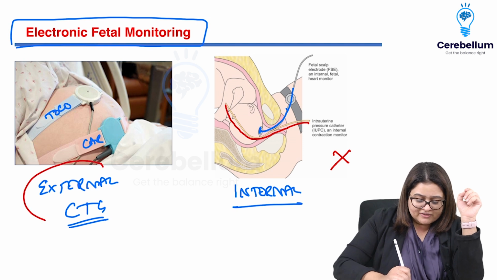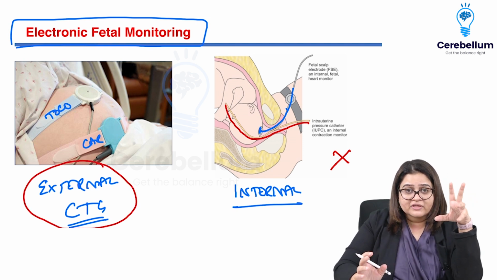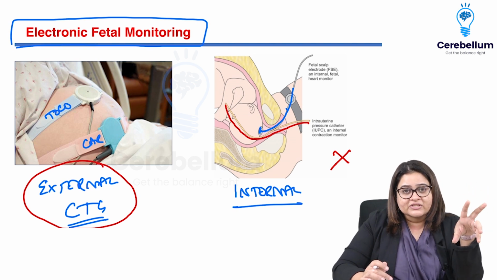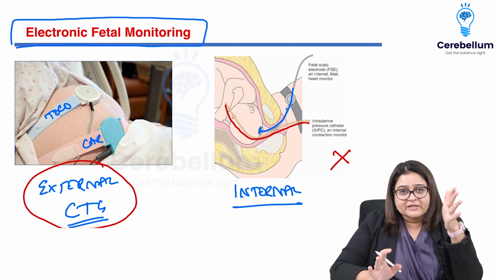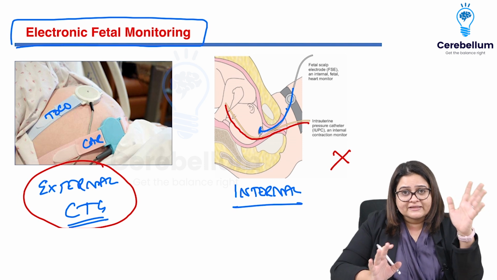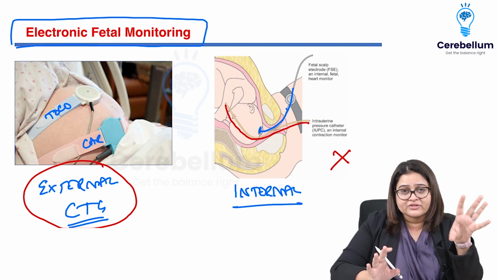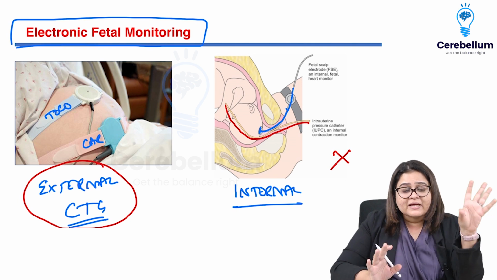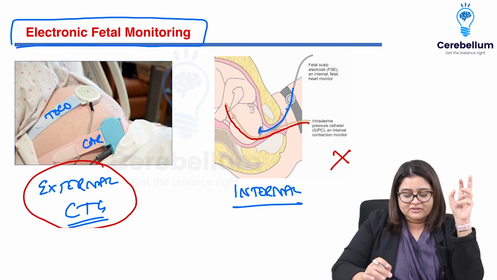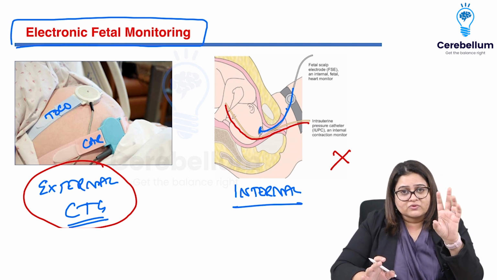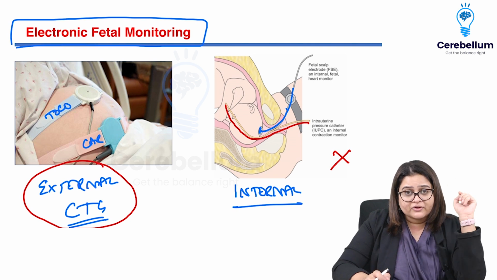But what is very commonly used and what most of you would have seen in your labor room is the external CTG, external monitoring, or the cardiotocogram. It is different from an NST because NST is done in the antepartum period, and in NST we're not measuring the contractions. We're just seeing the fetal heart rate in response to fetal movement, but the machine is the same. In antepartum it's called an NST, intrapartum it's called a CTG or a cardiotocogram.